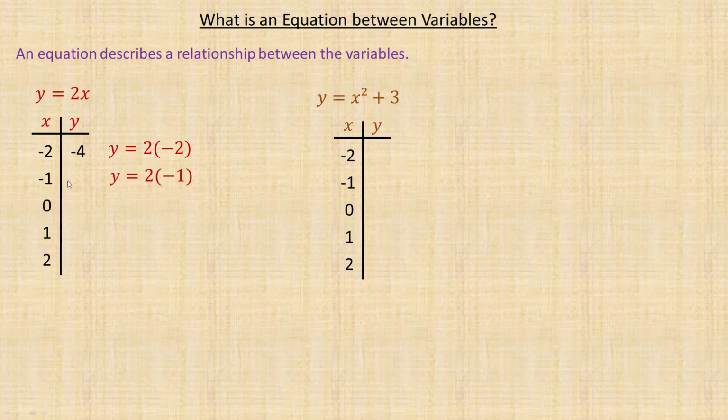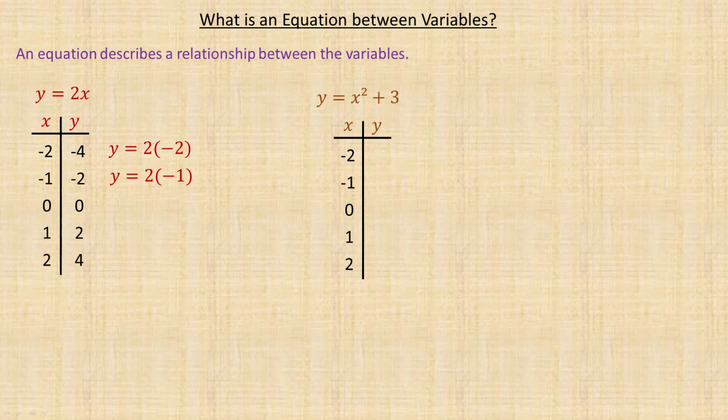Now, if I take my equation and substitute -1 in place of x, so that's that 2, and this -1 is what's going in place of x here. So 2 times -1 is -2, so that is the y value for an x value of -1. What we're doing in each case is taking this 2 and multiplying by the x values. 2 times -2 is -4. 2 times -1 is -2. If I substitute 0 in place of x, 2 times 0 is 0. If I substitute 1 here, 2 times 1 would be 2. And if I put this 2 here, 2 times 2 is +4.